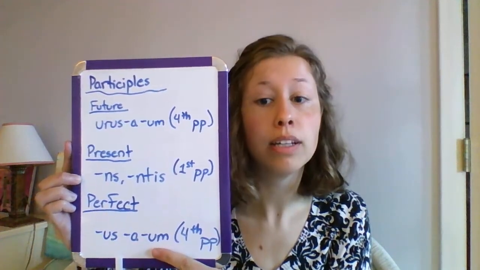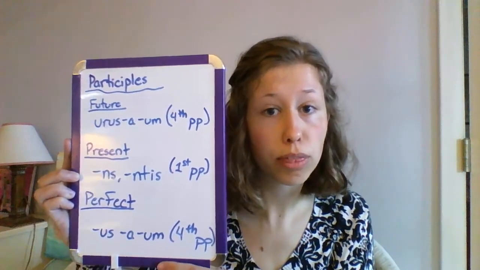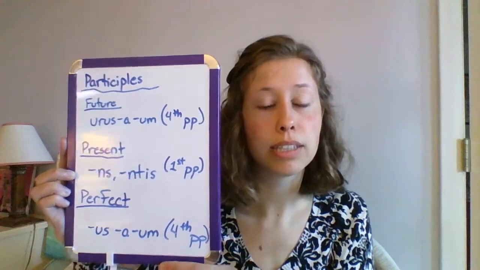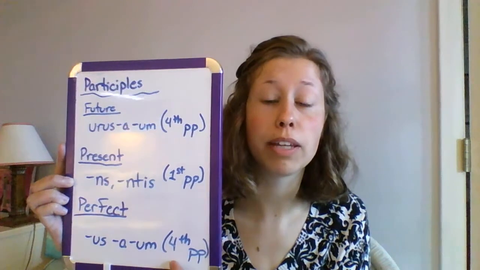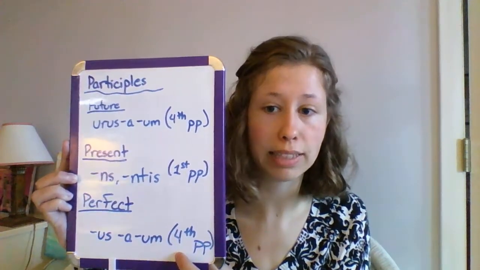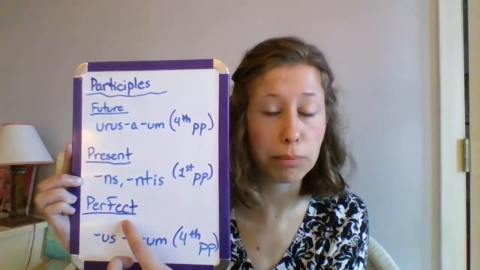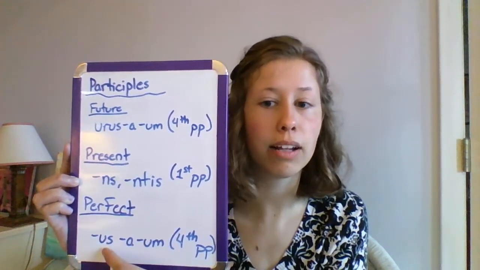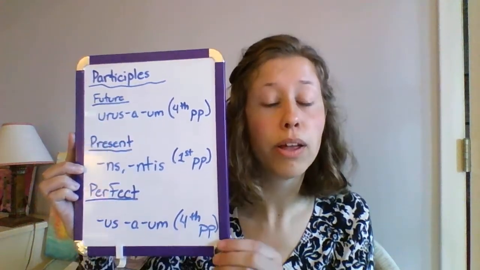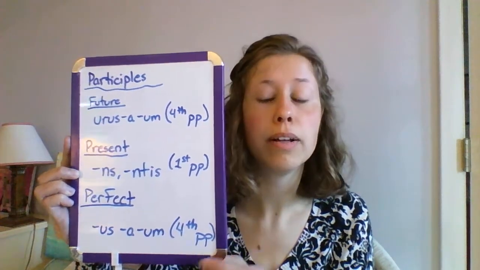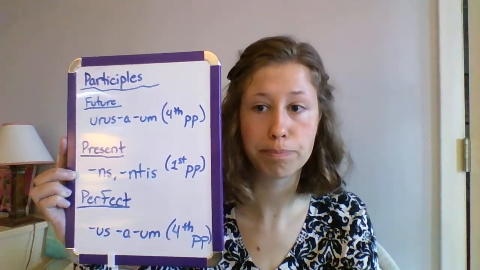Perfect participles, if you have the deponent, it will come from the third principal part, because it is active. If you have a non-deponent verb, it comes from the fourth principal part because it is passive. So perfect participles are either active or passive depending on their deponent or non-deponent, and they get regular first and second declension noun endings, so -us, -a, -um. So deponent, third principal part, active; non-deponent, fourth principal part, passive, perfect participles.